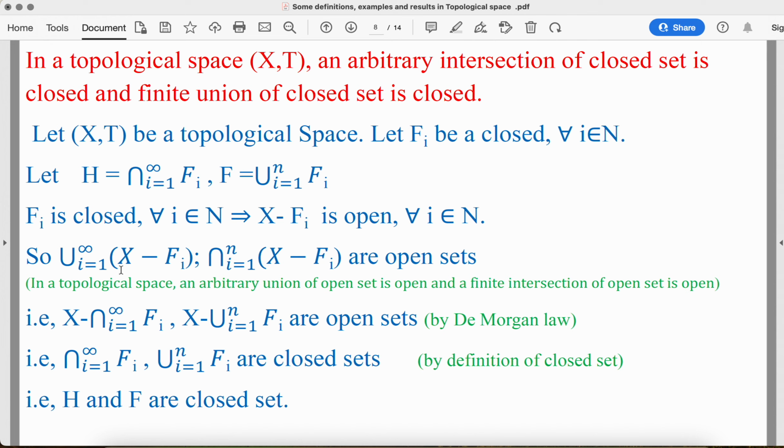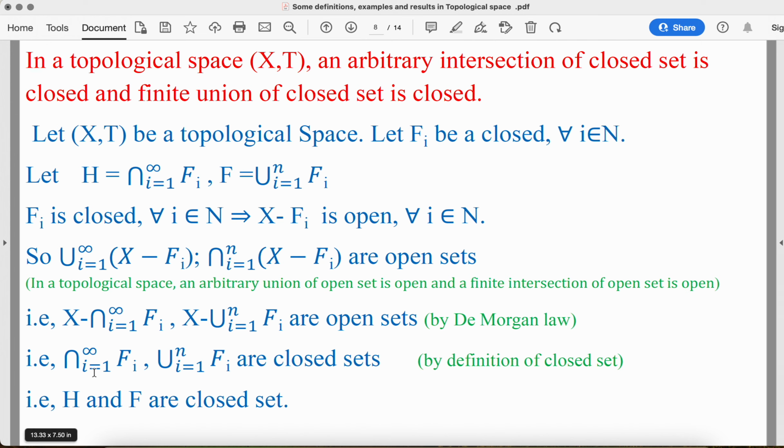It means X minus the intersection over i equal to 1 to infinity of Fi, and it means X minus the union over i equal to 1 to n of Fi, because the union gets changed to intersection. Here the intersection gets changed to union while taking complements.